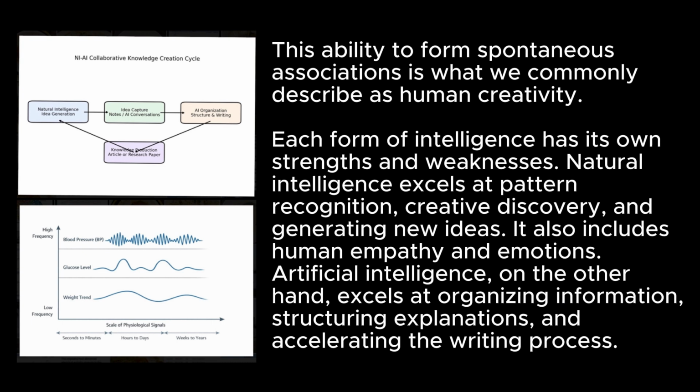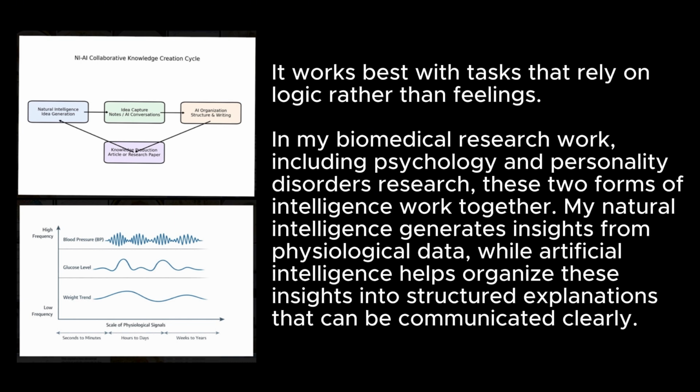Each form of intelligence has its own strengths and weaknesses. Natural intelligence excels at pattern recognition, creative discovery, and generating new ideas. It also includes human empathy and emotions. Artificial intelligence, on the other hand, excels at organizing information, structuring explanations, and accelerating the writing process. It works best with tasks that rely on logic rather than feelings.